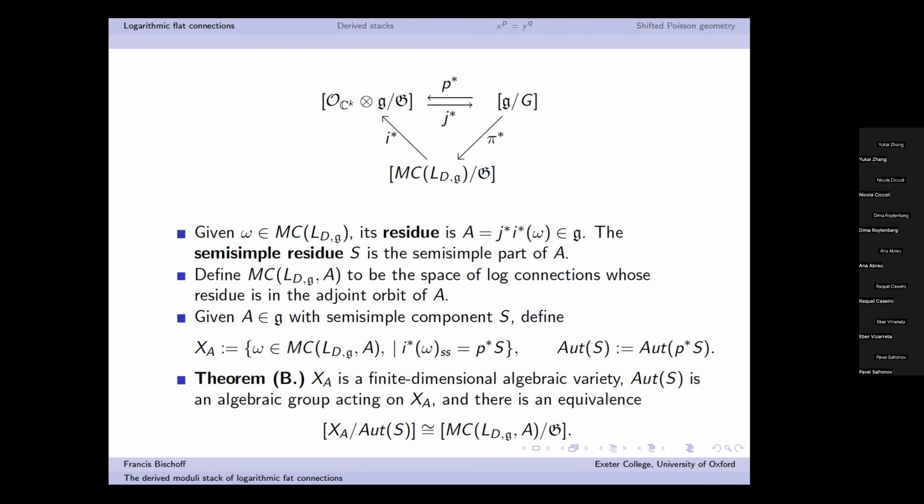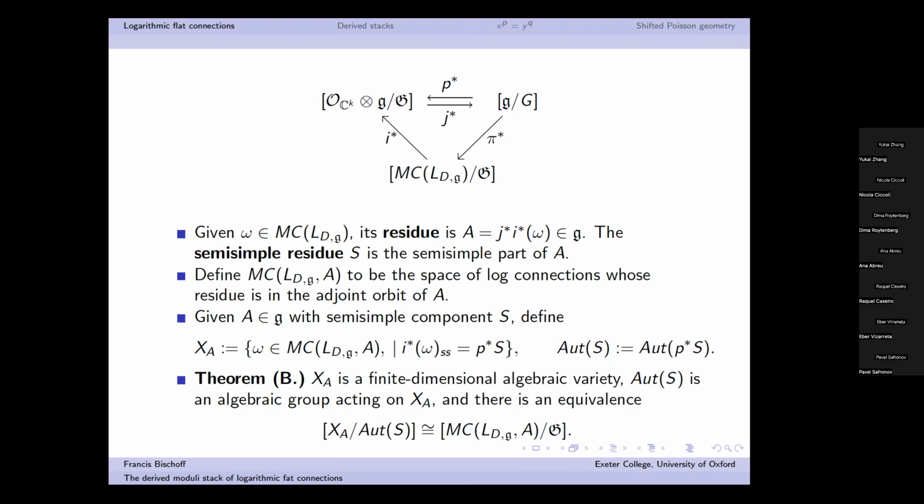The second thing that I can define is what I'm calling ODEs, and this is by definition the gauge transformations that preserve this P star of S. This basically gives us the finite dimensional model. So the theorem is that XA is a finite dimensional algebraic variety. ODEs is an affine algebraic group that acts on XA. And we have an equivalence like this. This defines a groupoid, and here we have the groupoid of logarithmic connections.